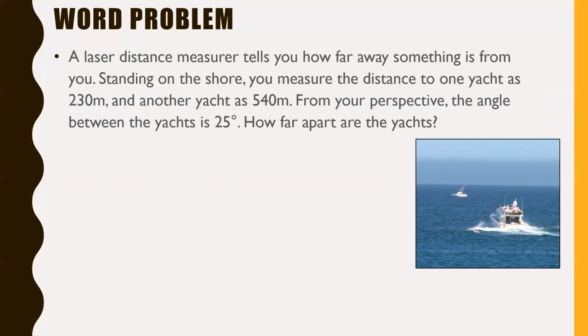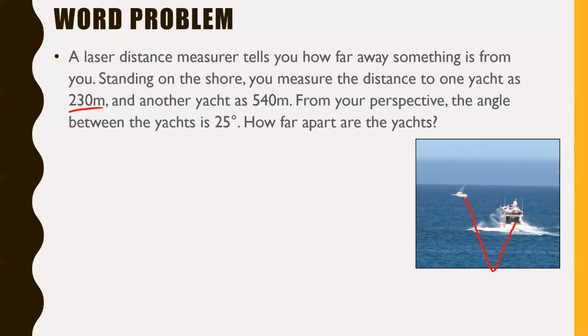So in other words, we're looking for how far apart directly from the first yacht to the second yacht. So even though you're not out there and you can't directly see how far apart these two yachts are, standing on the shore, like imagining this photo was you standing on the shore taking this picture, you could measure that the distance to this from your laser measurer was 230 meters. And the distance to this far one, oh, that wasn't a very straight line. Let me erase that. Let's try that again. This far one, there you go. That's going to be 540 meters.